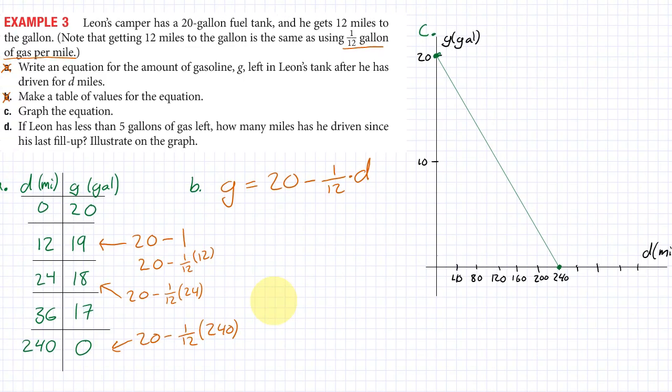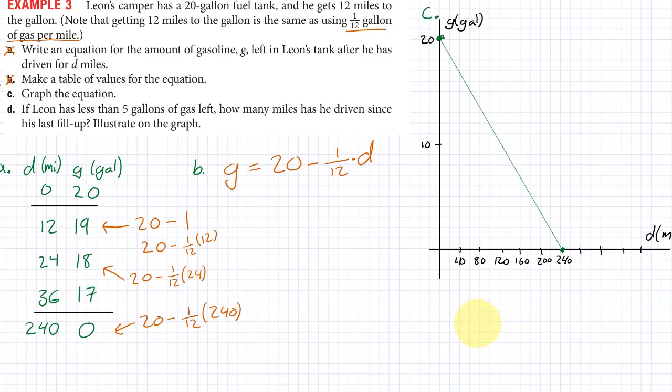Now, let's answer question D. If Leon has less than 5 gallons of gas left, how many miles has he driven since his last fill-up? So we could do this 2 ways: 1, looking at the graph to get an estimate, and 2, doing it with algebra. Let's start by doing it with algebra here.